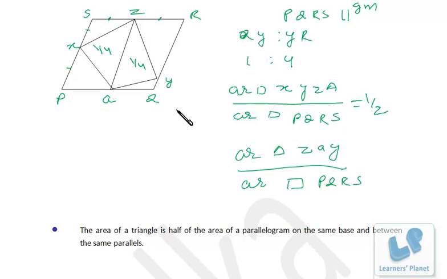So this ratio is what? Half, right? Similarly, ZAY is 1/4 of the entire parallelogram. So it's 1/4. Very simply you can do the problem if you know this logic. The area of a triangle is half of the area of the parallelogram on the same base and between the same parallels. It does not matter where this X is located. Maybe X is anywhere on this line, the area will remain the same. Similarly, Y is anywhere on this line. Whether it maintains the ratio of 1 to 4 or any other ratio doesn't matter. The base should be the same and they should be between the same parallels. I hope you are clear.